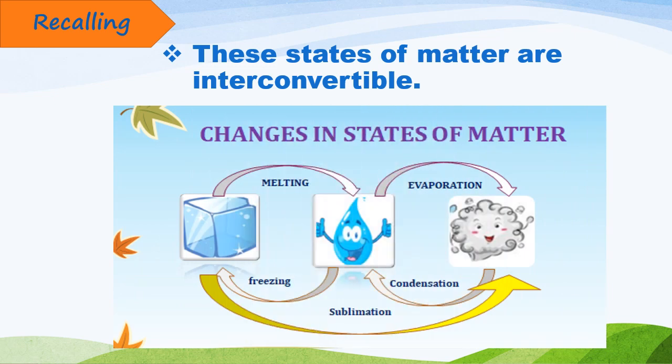From lesson 1, we also know that different states of matter are interconvertible. When solids are converted into liquids, it is melting. When liquids are converted into gases, it is evaporation. When gases are converted back to the liquid state, this is condensation. And when liquids are converted back to their solid state, this is freezing. In sublimation, solids are directly converted to their vaporized or gaseous form.